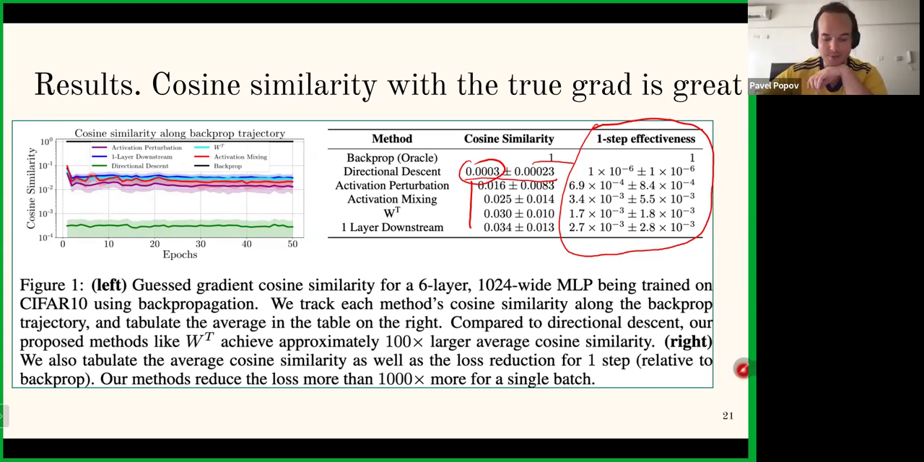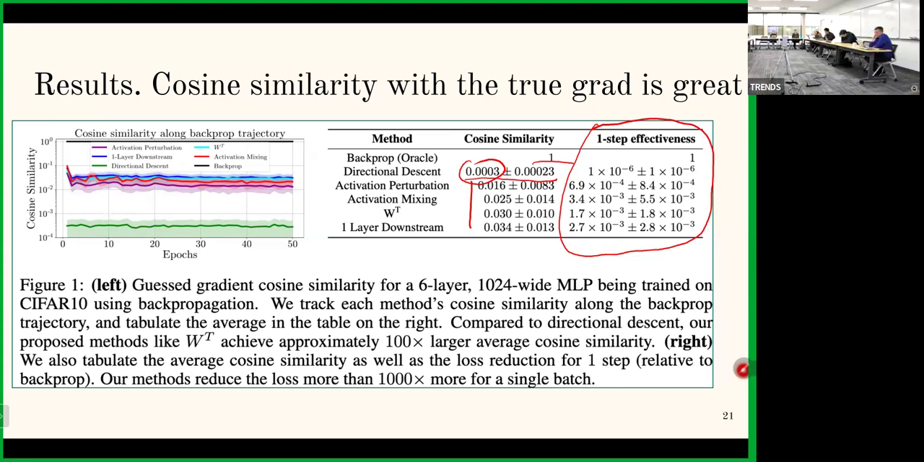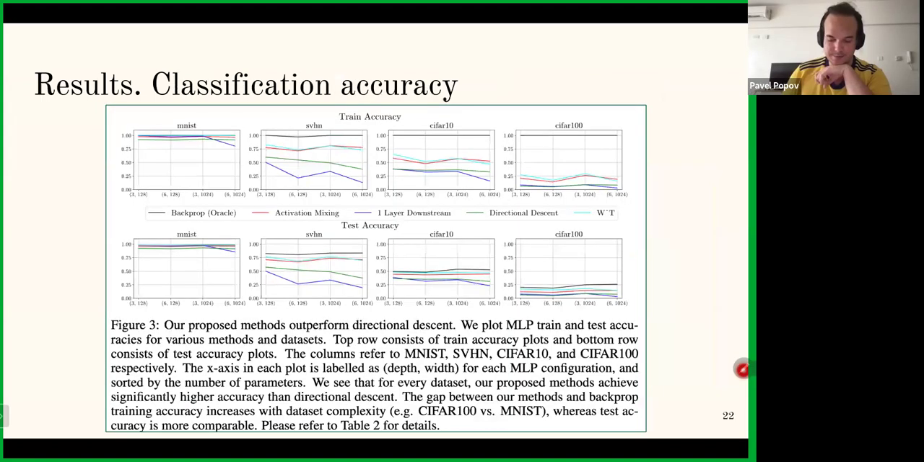But it's an improvement. Did they try training with this W transpose? Yeah, it's finally this slide I was going to show. So they're showing the evolution of train accuracy and test accuracy with the increase of the number of components the gradient tries to estimate.